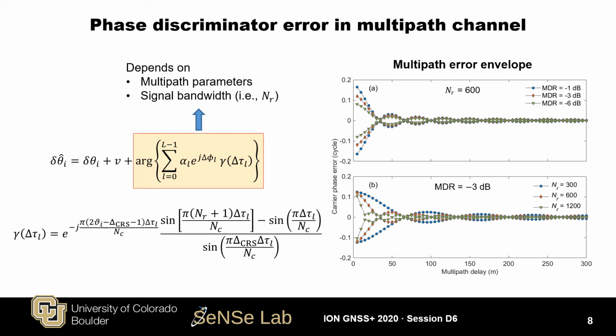The top panel shows the results for a fixed signal bandwidth and different multipath to direct signal power ratios. In the bottom panel, we fix the MDR and vary the signal bandwidth. We can see that the carrier phase error exhibits a fluctuating characteristic with respect to the multipath delay, and a stronger multipath signal or a smaller signal bandwidth leads to a larger carrier phase error for the same multipath delay. We also would like to point out that multipath error analysis for LTE signals has similarities but also differences relative to GNSS signals.